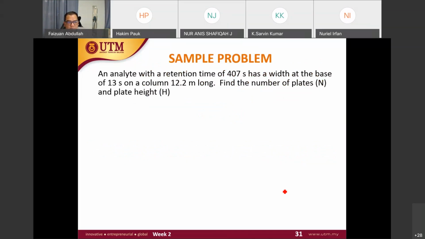Okay, the sample problem. An analyte with a retention time of 407 seconds has a width at the base of 13 seconds on a column 12.2 meters long. Find the number of plates N and plate height H. Right, now calculate.